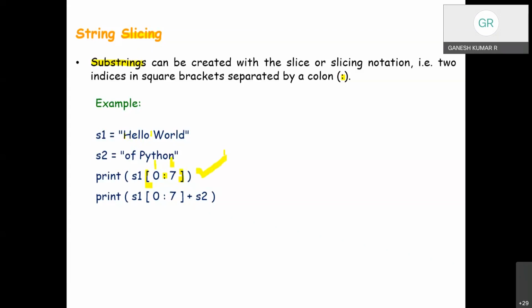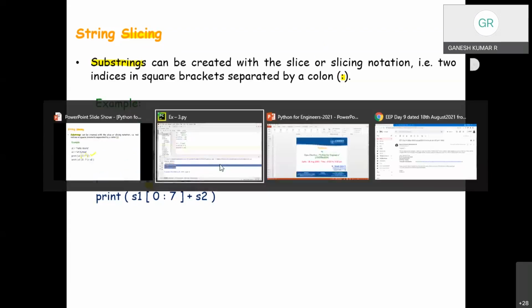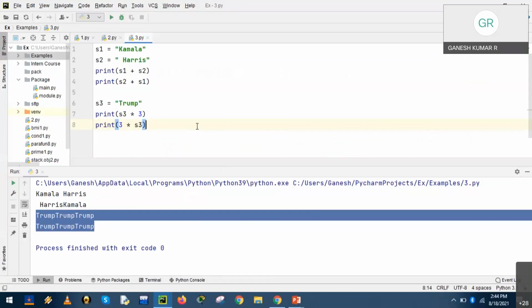So substrings or a complete string can be partitioned with the help of slicing notation. This is represented by a colon, with the beginning position to the left and the end position at the right. The two values, two indices, are enclosed between a pair of square brackets. Fine, so let us check with an example.